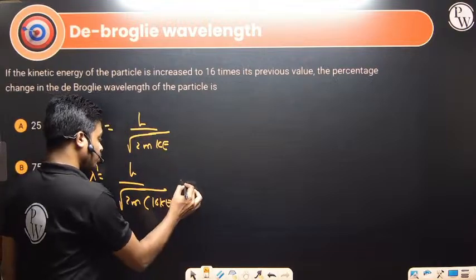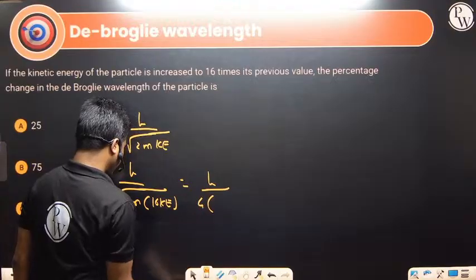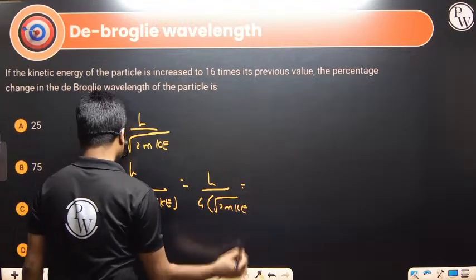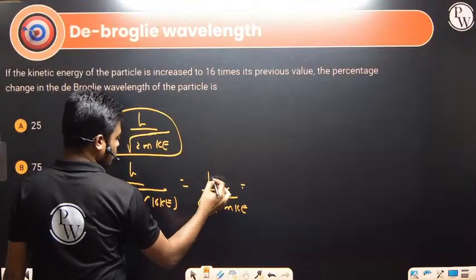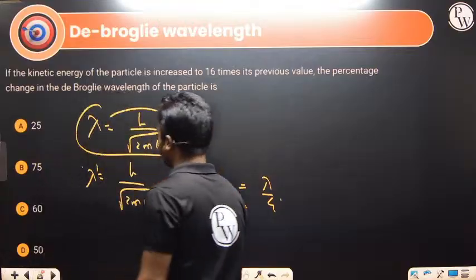So this will become how much? 16 will come outside as under root, so this will be 4, and the rest is 2m kinetic energy. So this particular term is lambda. So this particular term will be lambda divided by 4. Okay, lambda divided by 4.